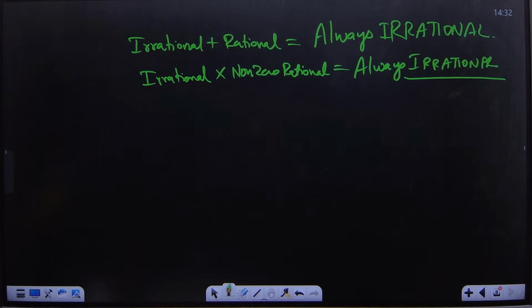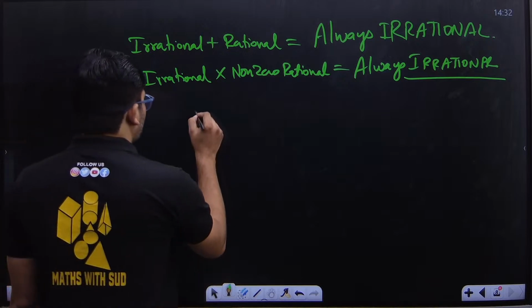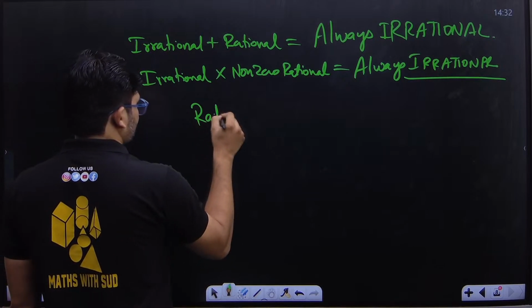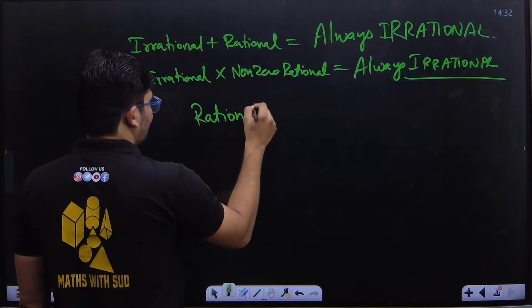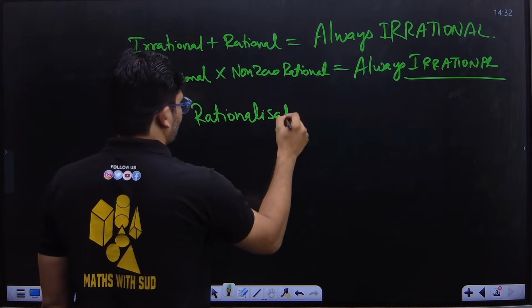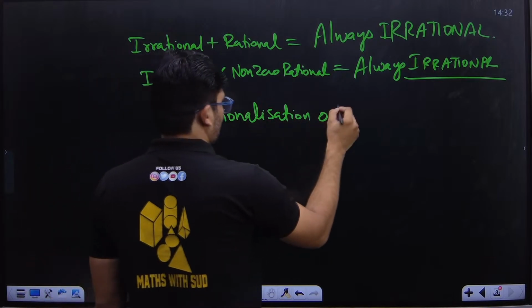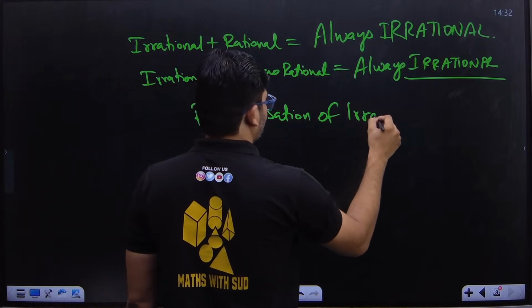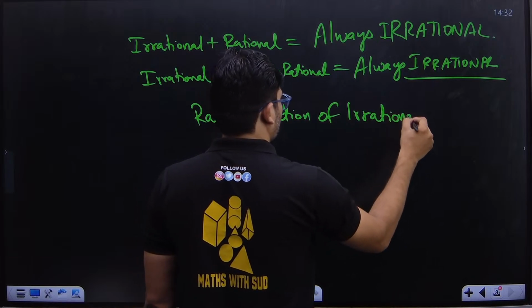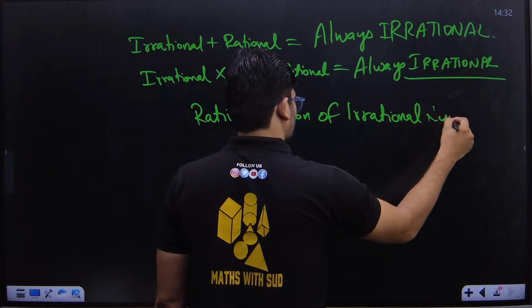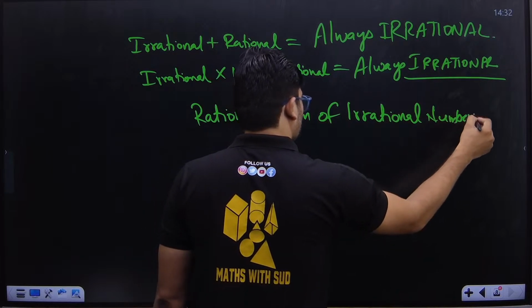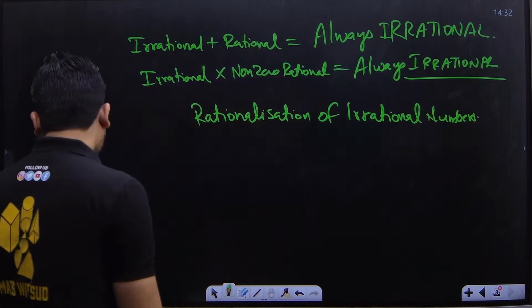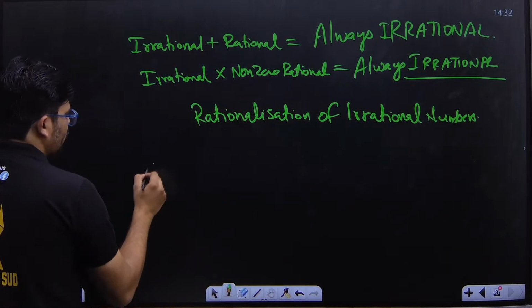Done? Okay. Now we will learn the rationalization of irrational numbers. For this, you need to learn a topic known as conjugate.